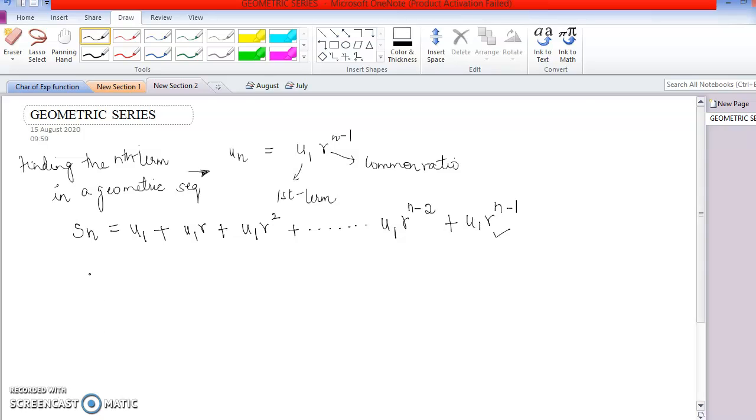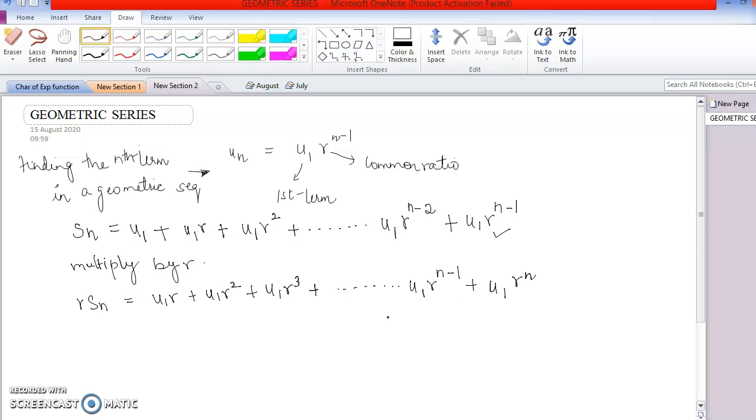Now, if I multiply the entire equation by r, then I am going to get rSn = u1 r + u1 r^2 + u1 r^3 + and so it goes on, and then the second last term will become u1 r^(n-1) plus u1 r^n, right?